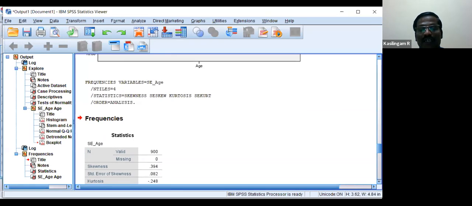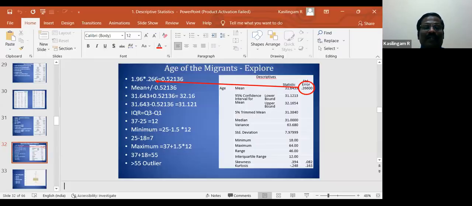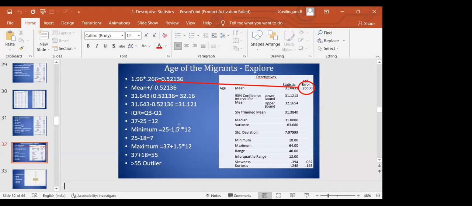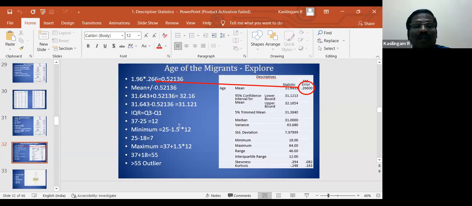Now, how do we identify the minimum or maximum? The minimum age is 18, the maximum age is 64. Q1 is 25, Q3 is 37. So now we need to find out the minimum. How to find out the minimum?